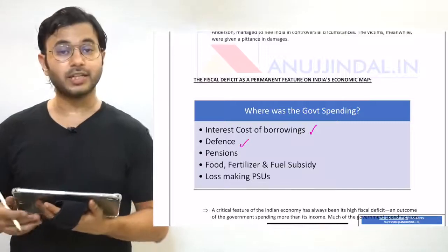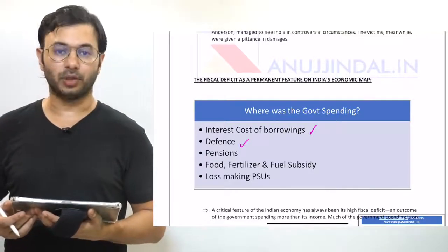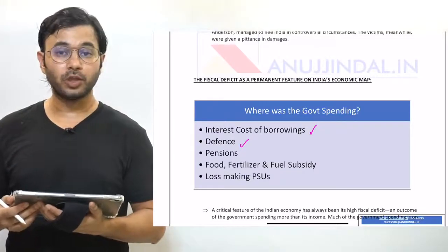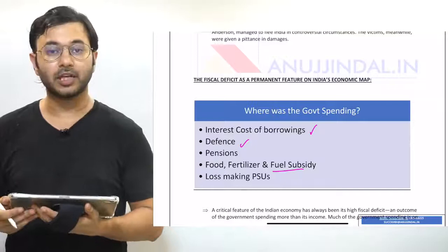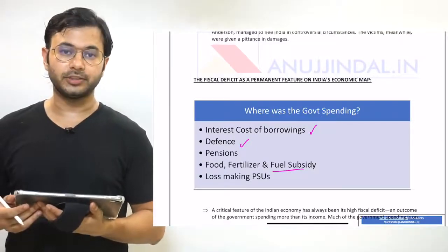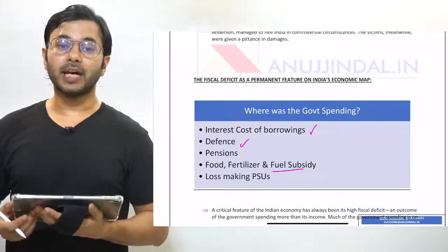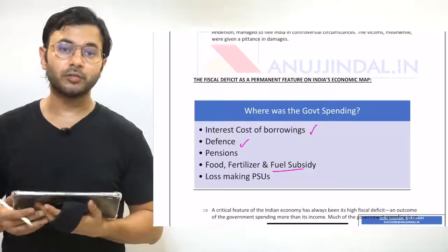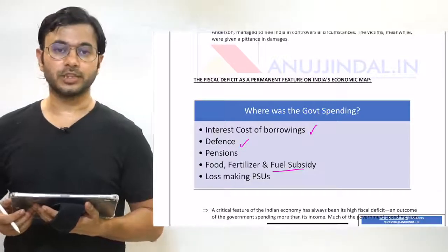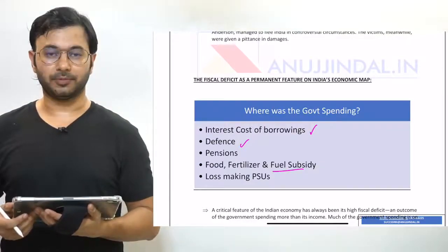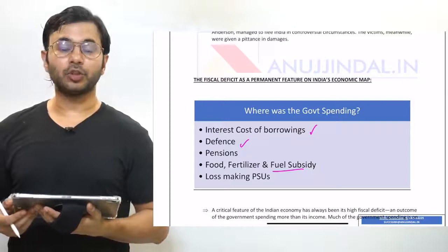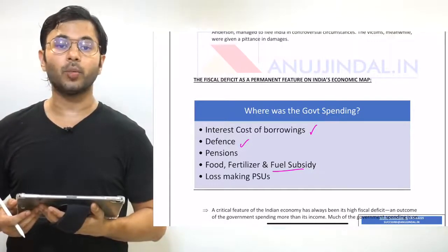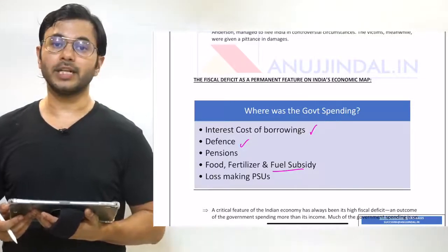We were investing a lot in defense because of our porous borders. Areas like pensions and subsidies, which included food, fertilizer and fuel subsidies, were also taking a lot of these revenues. Finally, the government had created a set of PSUs under the Mahalanobis model, but the majority of these PSUs were facing losses because of red tapeism and high corruption. Instead of selling off or disinvesting these PSUs, the government was carrying them on its shoulders, and they were incurring losses.